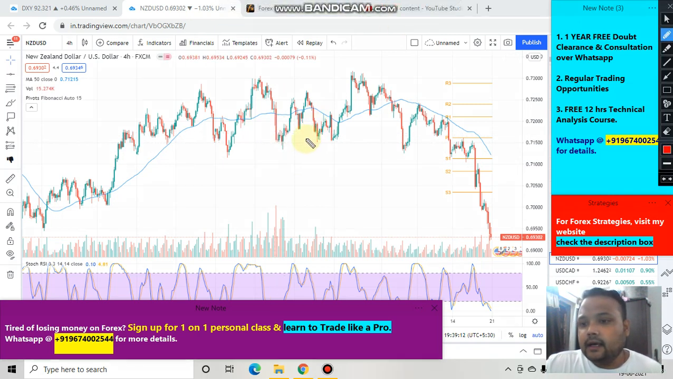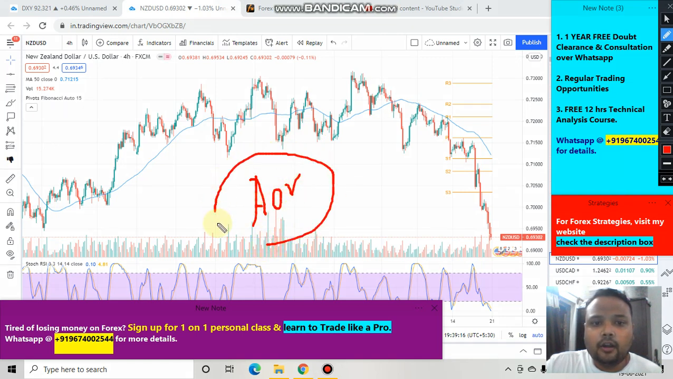And secondly, area of value. In all my videos, I always discuss the area of value. Area of value is nothing but the best trading opportunity or the best trading spot. In an uptrend market, the best buying opportunity is always near the support, whereas the best shorting opportunity in a downtrend market, or the area of value, is always near the resistance.